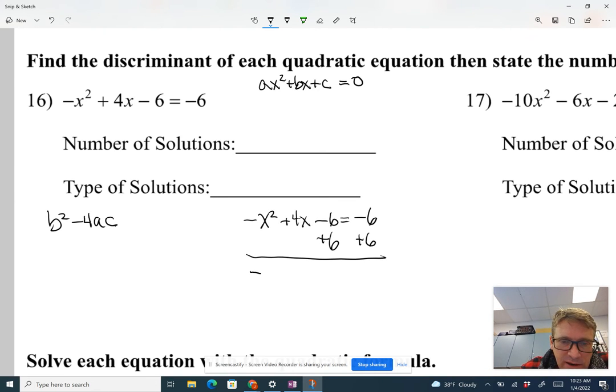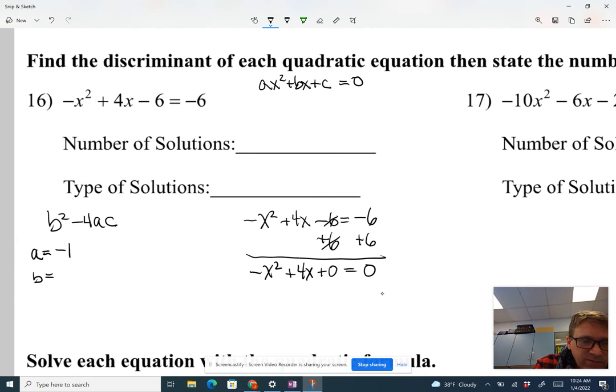And then we would get negative x squared plus 4x. And these cancel each other: negative 6 plus 6, but I'm actually going to write this plus 0 just so that I remember. And then over here, negative 6 plus 6 is also 0. So I'm going to write that this is plus 0 because then I can write that a equals negative 1, b equals 4, c equals 0.